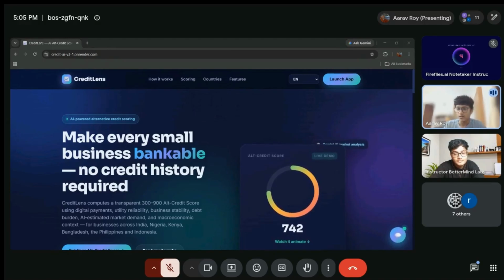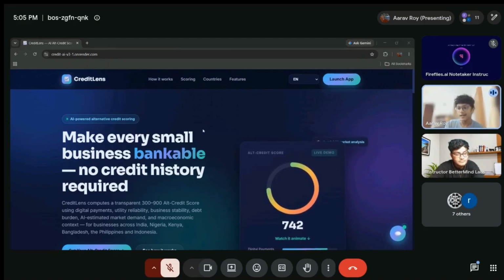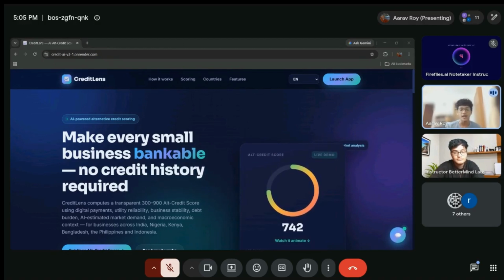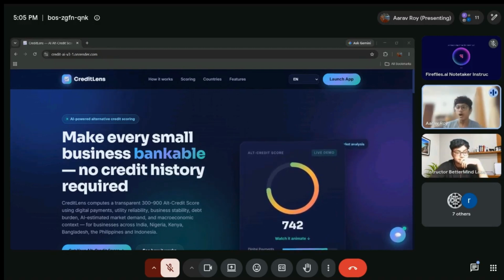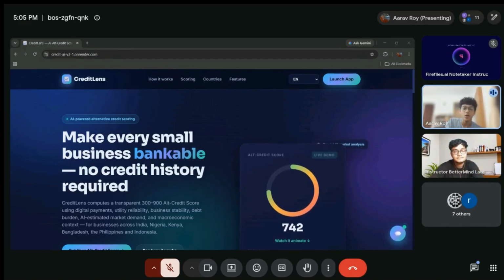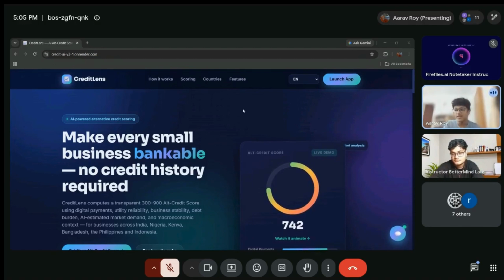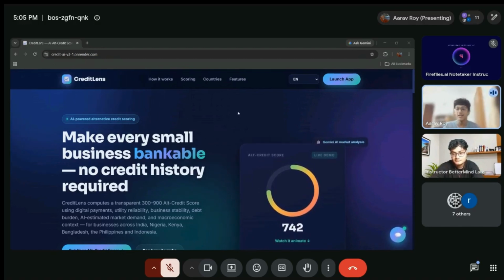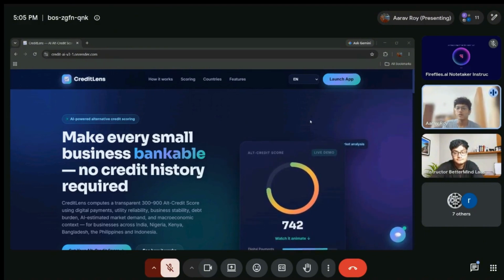Yeah, so my project is called CreditLens. The problem I'm solving is that millions of small business owners all over the world, in developing countries, are not able to get loans. That is not because their business is bad, but mainly because they don't have a formal credit or bank history, which most lenders require to provide loans.